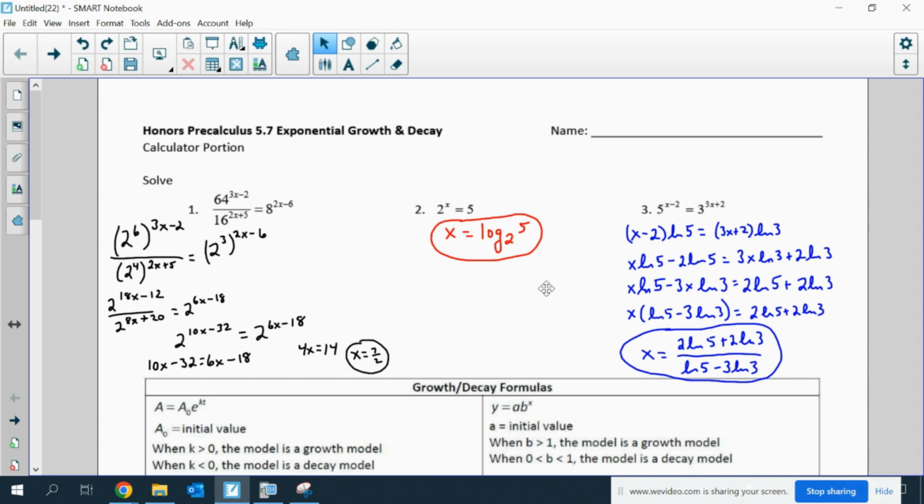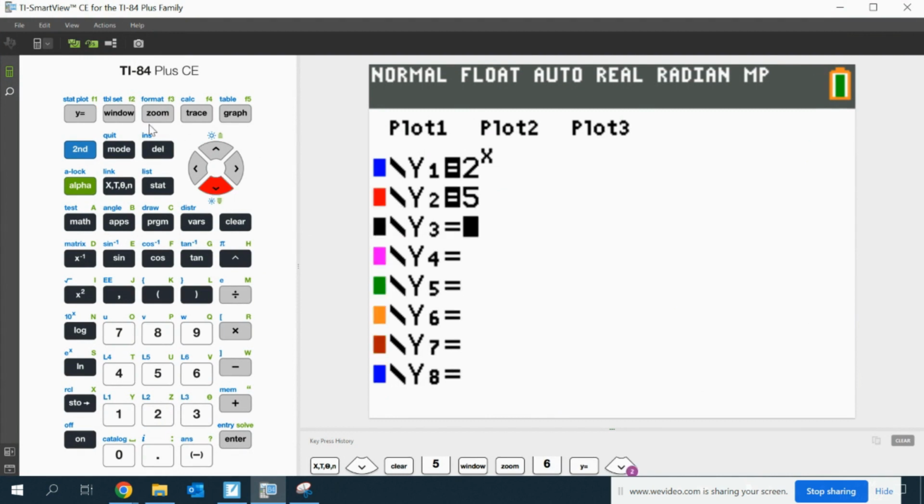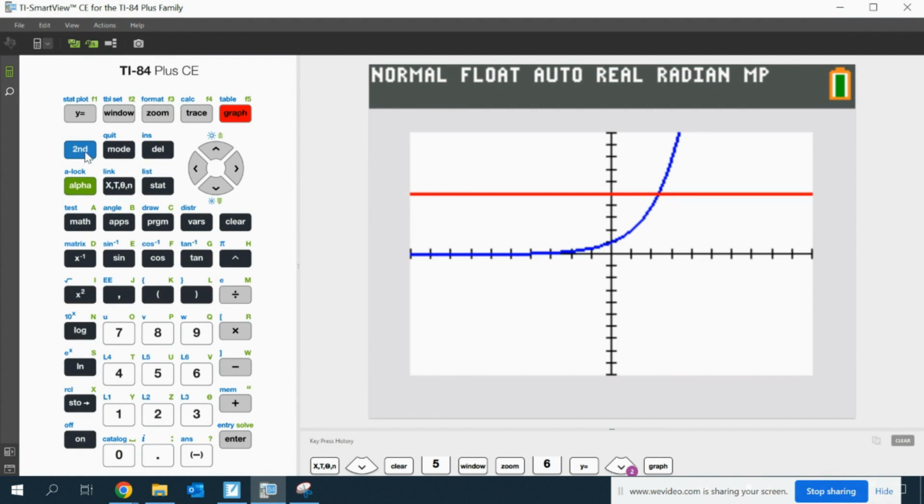The thing that we're going to try and talk about today is how do we solve these if it's a calculator portion of the test? Because we don't really need to do all of this handwritten stuff if the problem is on the calculator part of the test. If we just want to get an answer, for example in number 2, we could just take 2 to the x and 5, type them in as y1 and y2, and find the intersection.